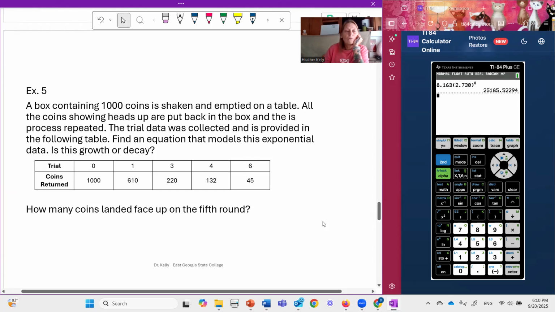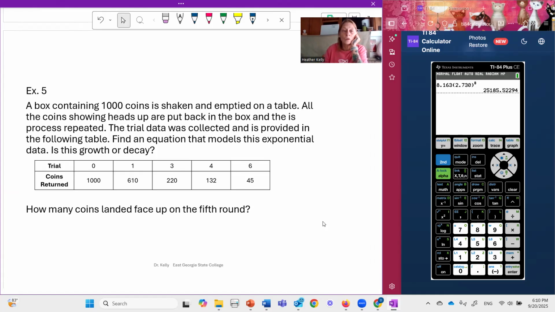Exercise, or example 5, a box containing 1,000 coins is shaken and emptied on a table. All the coins showing heads are put back in the box, and this process is repeated. The trial data was collected and is provided in the following table. Find an equation that models this exponential data. Is it growth or is it decay?